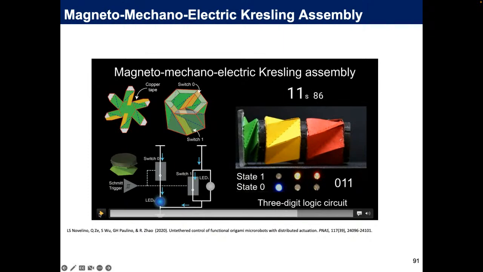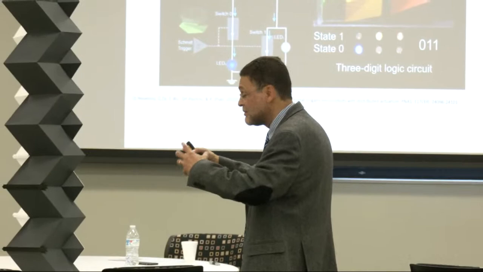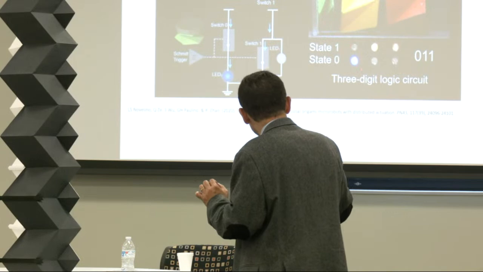Oh, great. You see, what happened is this. Then there is a magneto, because I have the magnets here. Mechano, because of the origami, all the mechanical properties, and electric. But then what happened is, take a look here.